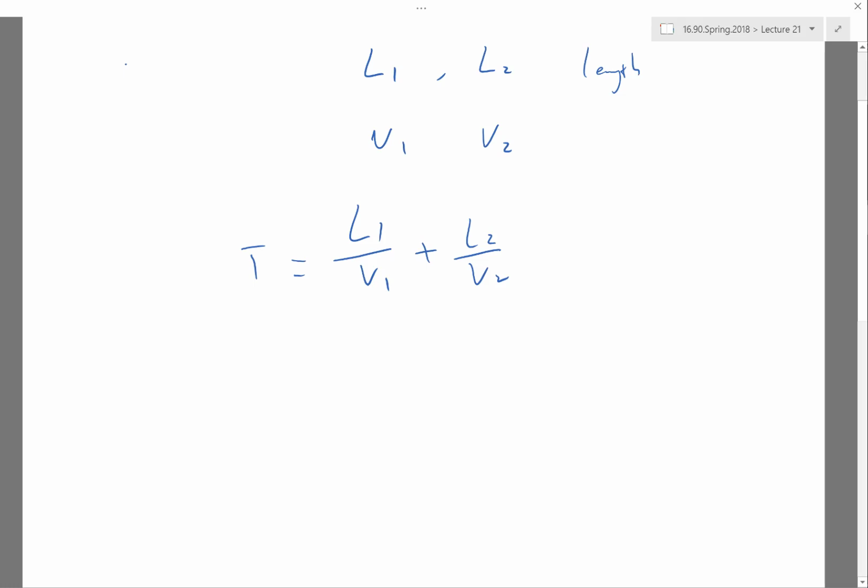Also, because the road quality is different, the amount of effort or energy you spend is different on different portions of the road. So let's imagine the energy you spend on the first portion is E1 times L1 times V1, proportional to how fast you ride. It's also proportional to E2 times L2 times V2. So let's say this is the time and energy.